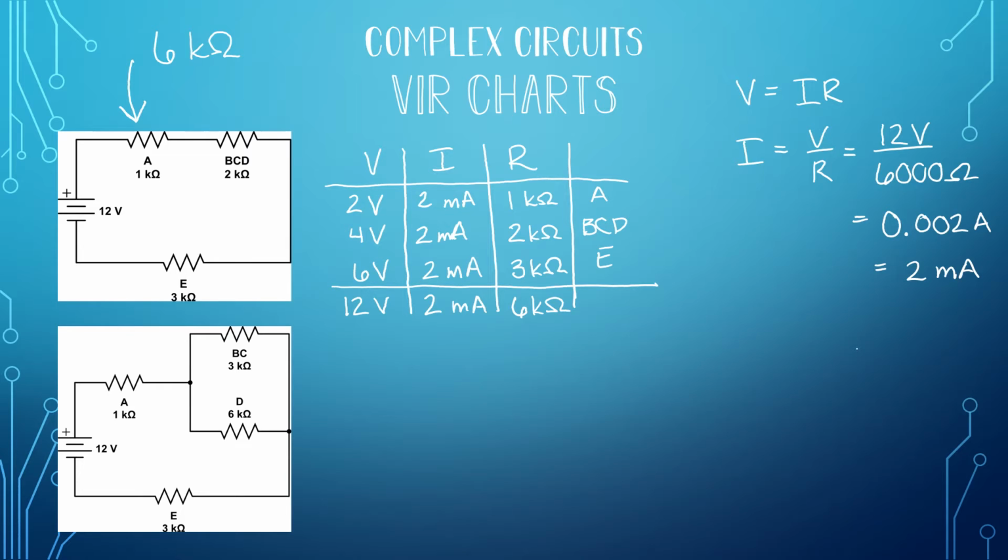Since this is a series circuit, we can do our check that those voltages all add up to the voltage of the battery following Kirchhoff's loop rule. And in this case, 2 plus 4 plus 6 does equal 12. So we're in good shape there.